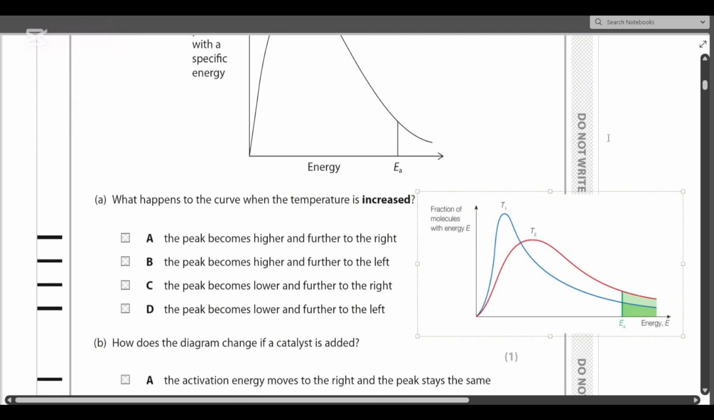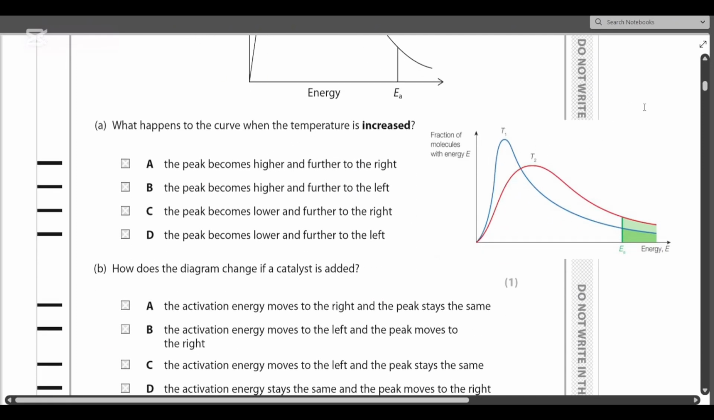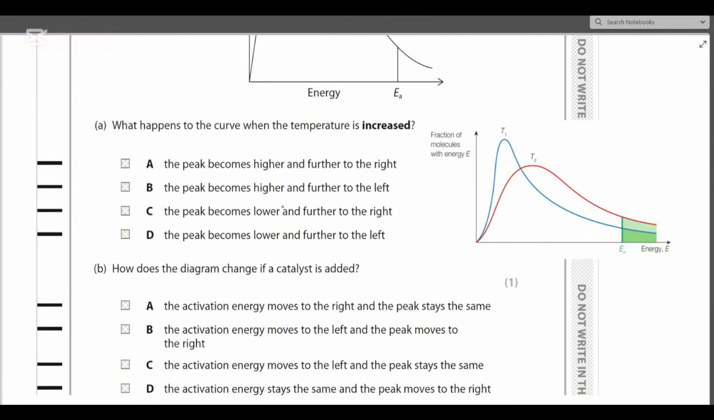So whenever the temperature is increased, the curve basically shifts to the right, and here T2 is obviously greater than T1. The activation energy remains the same. There is no change in the activation energy when the temperature is increased. So the only thing that changes is that the fraction of molecules possessing energy greater than the activation energy basically increases.